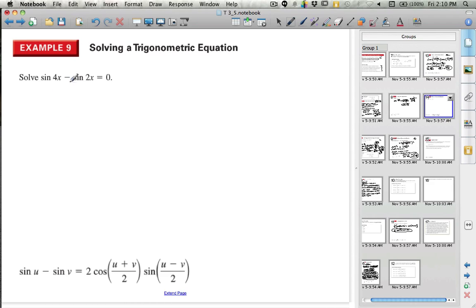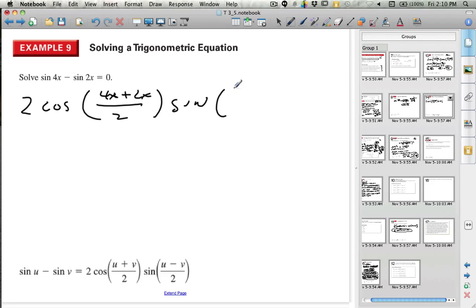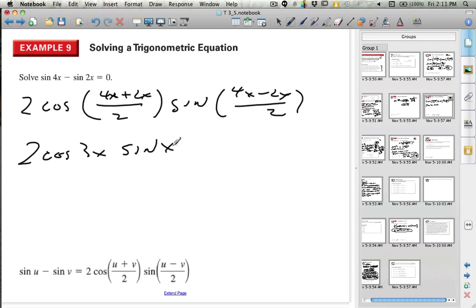Okay, if we wanted to look at one of the difference formulas here, we can go ahead and use this. We'll have 2 times the cosine of 4x plus 2x over 2 times the sine of 4x minus 2x over 2. So this will be 2 times the cosine of 6x over 2, which would be 3x, times the sine of 4x minus 2x is 2x divided by 2, which would just be x.